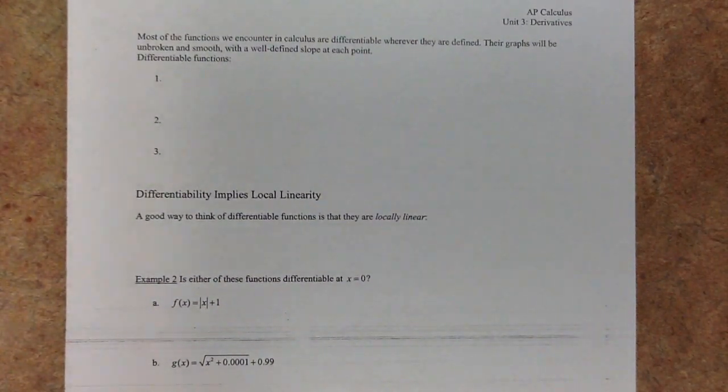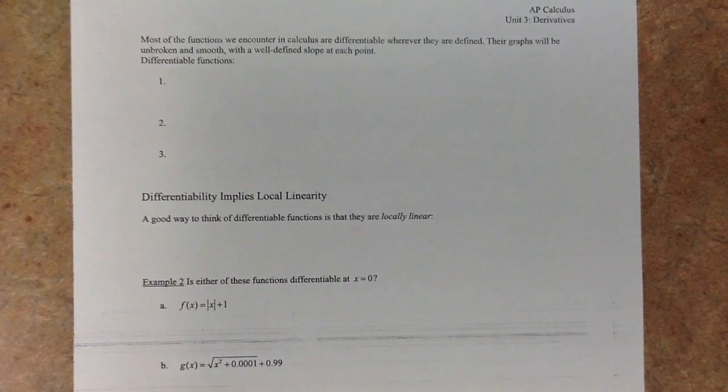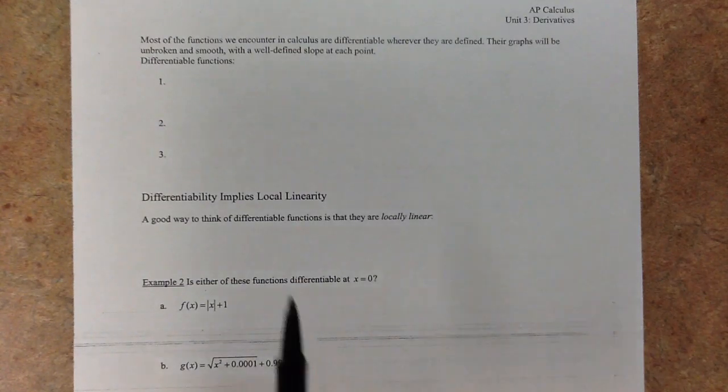Okay, so this is kind of what I was just talking about. Most of our normal functions that we come across are differentiable all the time. It's pretty rare that we see something that has that cusp or that corner or vertical tangent line or a break in the graph or something like that. So anything that looks smooth, unbroken, and has a well-defined slope at each point. Well-defined means that it's not infinity, not a vertical tangent line. So here are some differentiable functions.